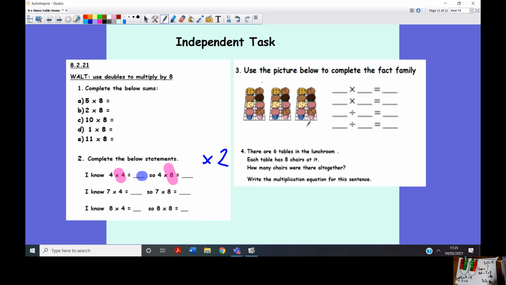Then you've got a picture, muffins. As I said, foodstuffs lend very well to multiplications and fractions. So you've got a picture below. Essentially, it's an array. It's like an array, but not quite. You need to use this picture to complete the fact family. So you need to say what 2 multiplications are shown and also the division. And then you've got a word problem linked to the 8 times table. Remember, draw out your groups if it's helpful, and remember you must write the multiplication equation which is used in the sentence, not the commutative one.